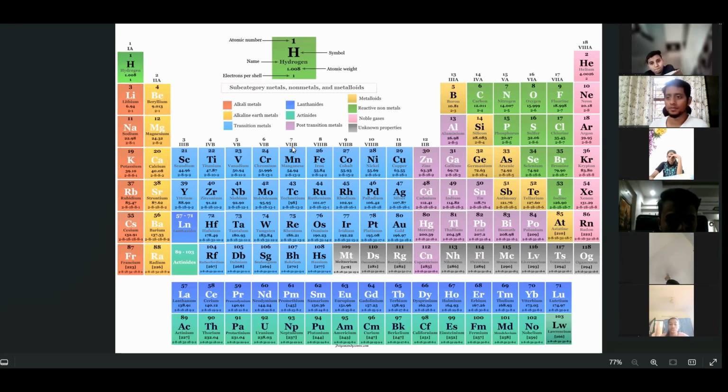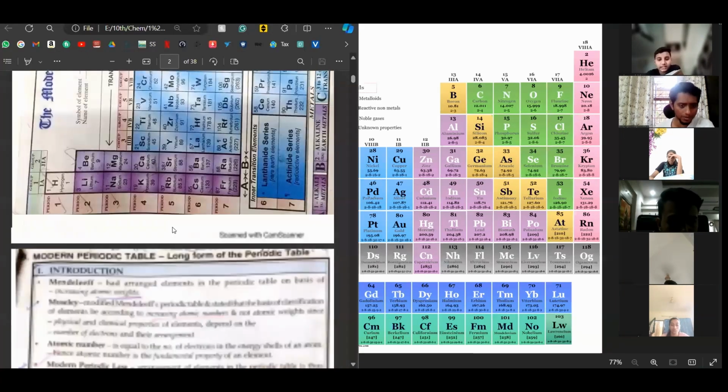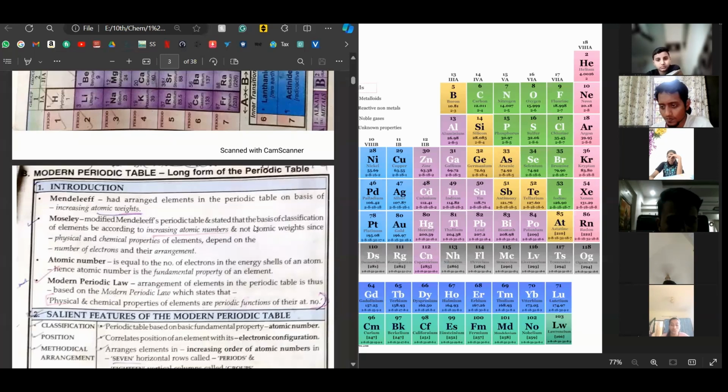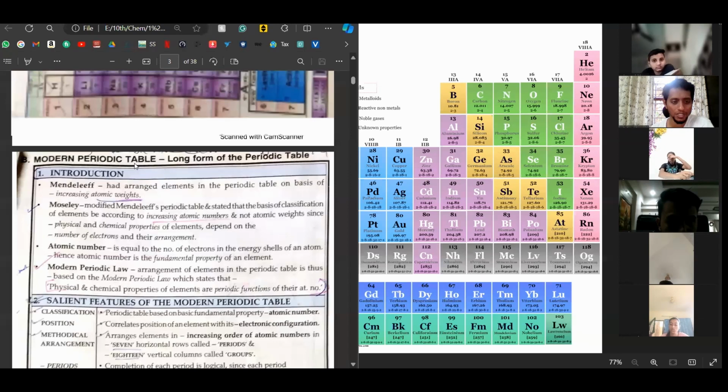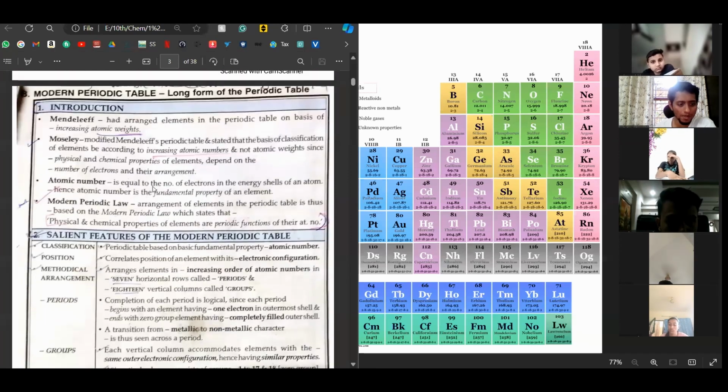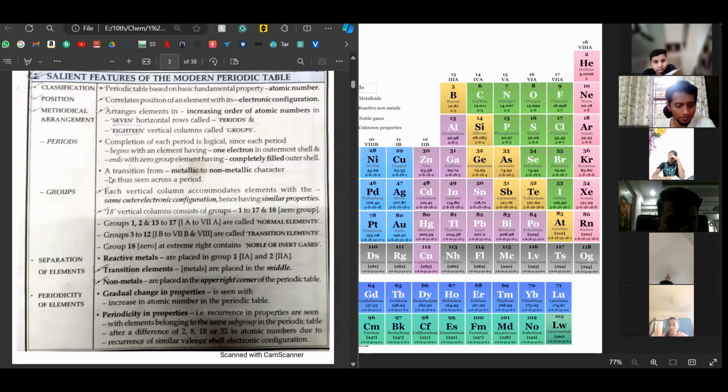Let's see what's next. What is a trend? Trend means some characteristics and properties that you can see across the periodic table. We will come to that, but before that, we will just see what all is there in this chapter. So, salient features of the modern periodic table: classification, you're arranging the elements based on the atomic numbers.